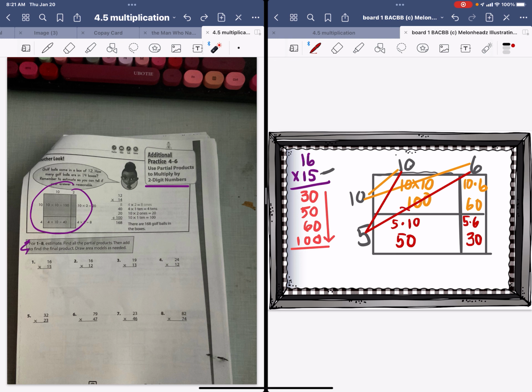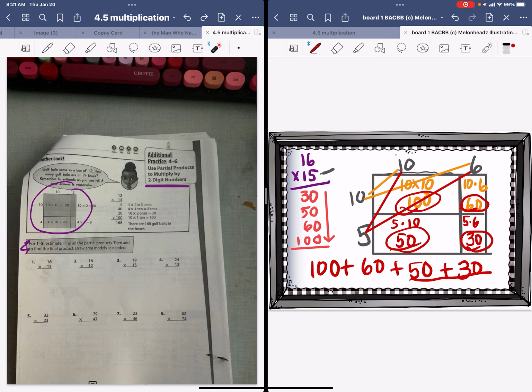So now I've got to add up all of these products. The numbers that I'm circling are the products. And in case you have forgotten, the product is the answer that you get when you multiply 2 or more numbers together. So I'm going to add 100 plus 60 plus 50 plus 30. So 50 plus 30 is 80, and then 100 plus 60 is 160. All right, so now I've got to add 160 plus 80.